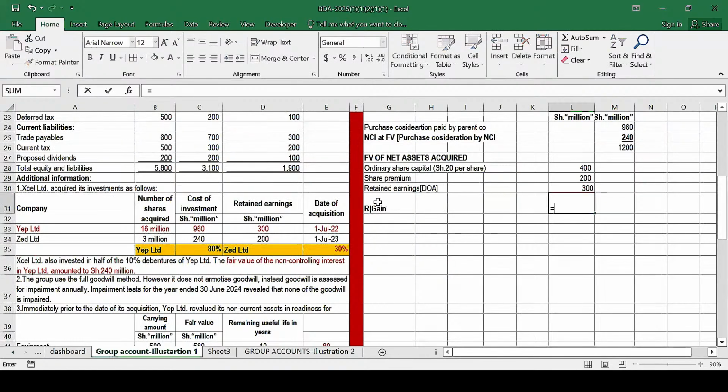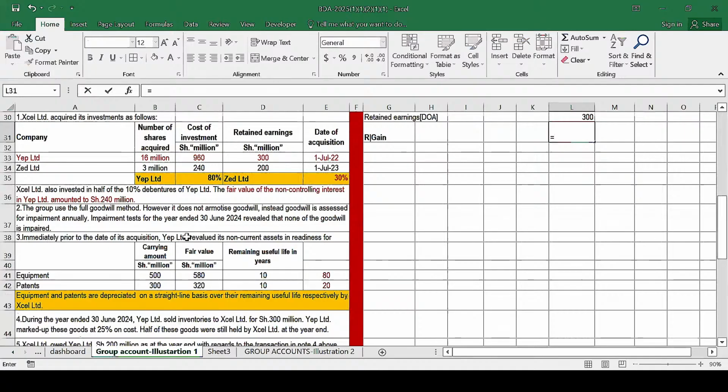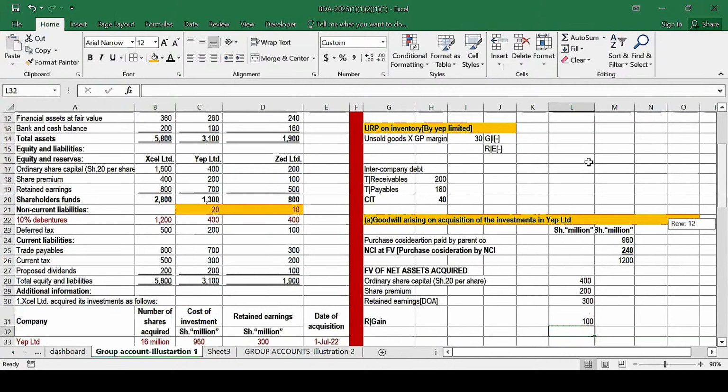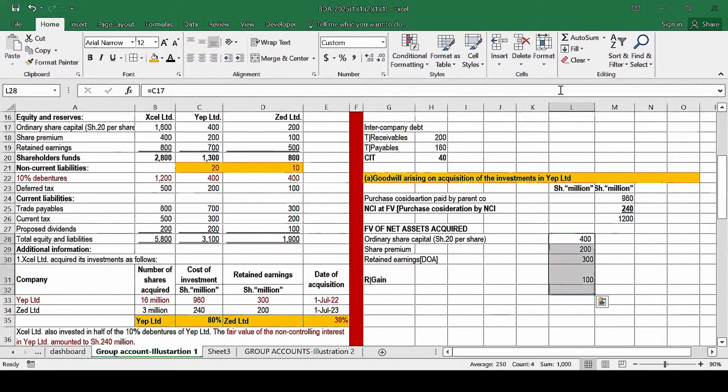And I hope you can remember, in note number 3 here, this company revalued 2 assets, equipment and patent, and the revaluation gain would be this 80 plus this 20, a total of 100. I don't think we have anything else. So what we need to do is get the total, which will be 1,000.